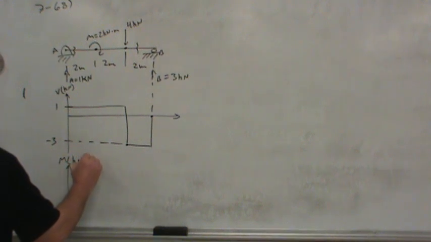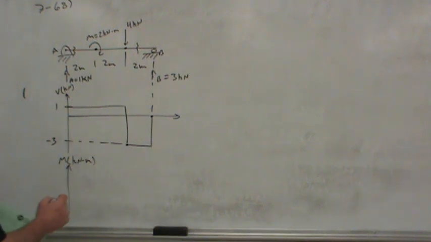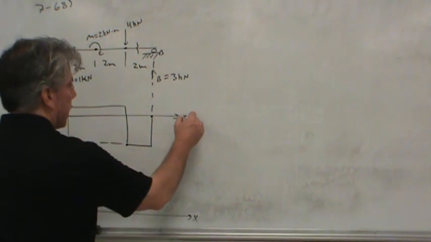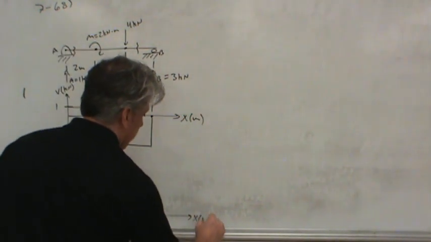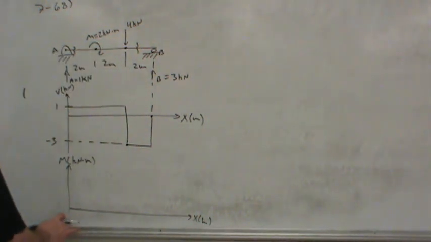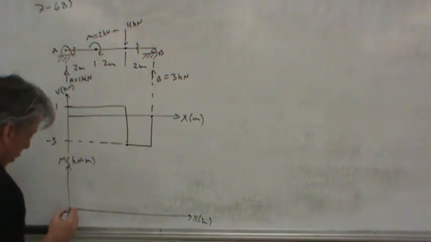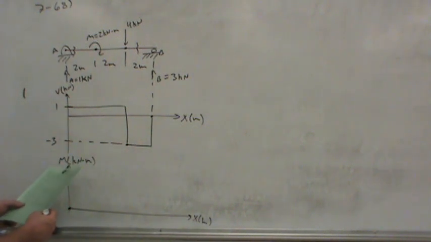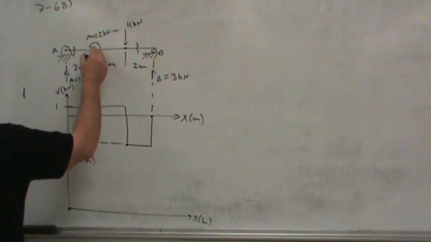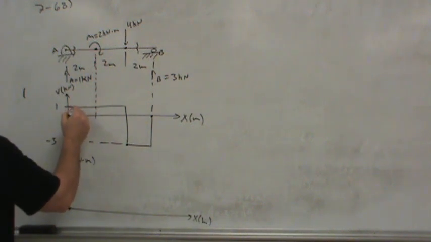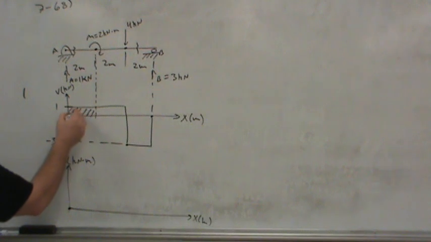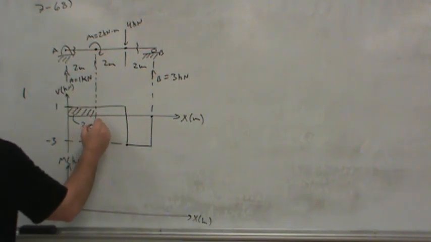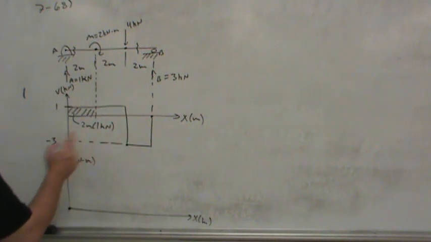Now the moment, as we learned, is simply the integral of the shear. So as we move along the length of the beam, of course it's in meters, we start at point A with no moment, because there's no way that a pin can provide a moment to the end. And all we really need to do is calculate area. Now I'm going to go ahead and just calculate area to this point. It's pretty easy. This area is just a rectangle, so it's a length 2 meters times a height of 1 kilonewton. Simple. So 2 kilonewton meters.